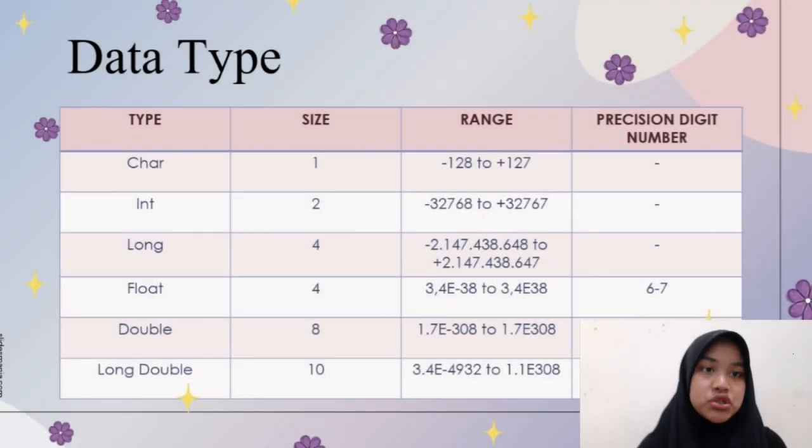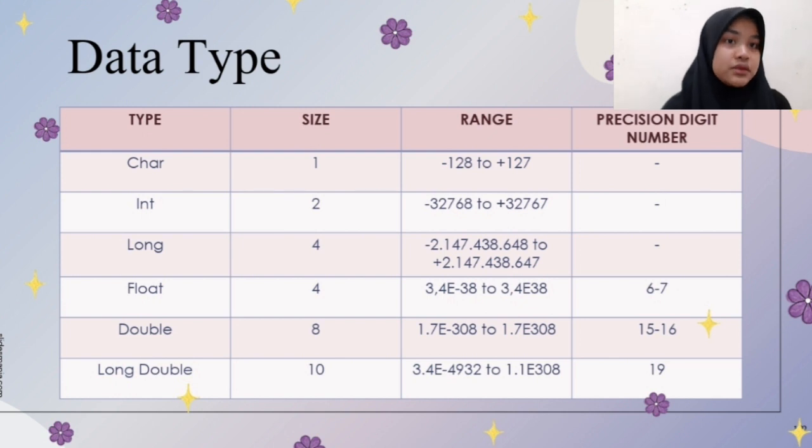And the last introduction is data types. Programming has 6 types of data. First is character. The size is 1 byte, and then integer 2 bytes, long 4 bytes, float 4 bytes, double 8 bytes, and the last one is long double 10 bytes. Data types associated with integers are char, int, and long, whereas others relate to fractional numbers.